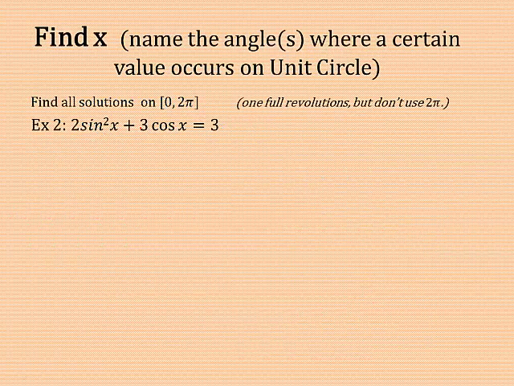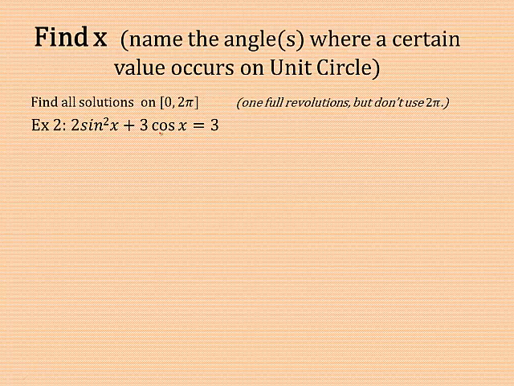Number 2. Look, again, you have two different trig ratios. We've got to get rid of one and get to the other one. So I'm going to go for the cosines this time. All right, sine squared we know is 1 minus cosine squared, right? So I'm going to substitute that in, and I'm going to move that 3 over. All right. So if I do that, 1 minus cosine squared x plus 3 cosine x minus 3 equals 0.